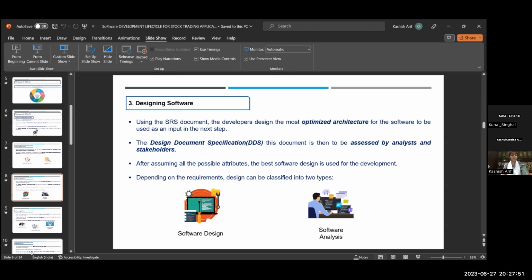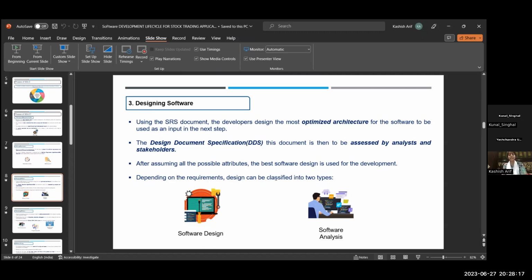Third phase is designing software. Using the SRS document, the developers design the most optimized architecture for the software, to be used as an input in the next step: the design document specification (DDS). This document is then to be accessed by analysts and stakeholders. After assessing all the possible attributes, the best software design is used for the development.